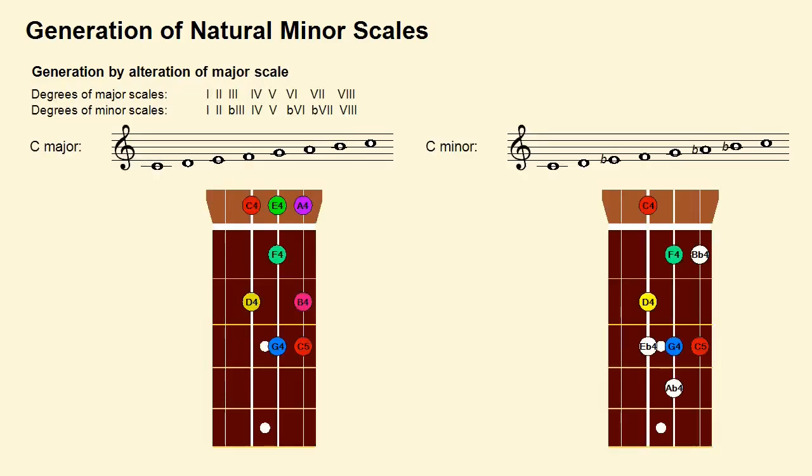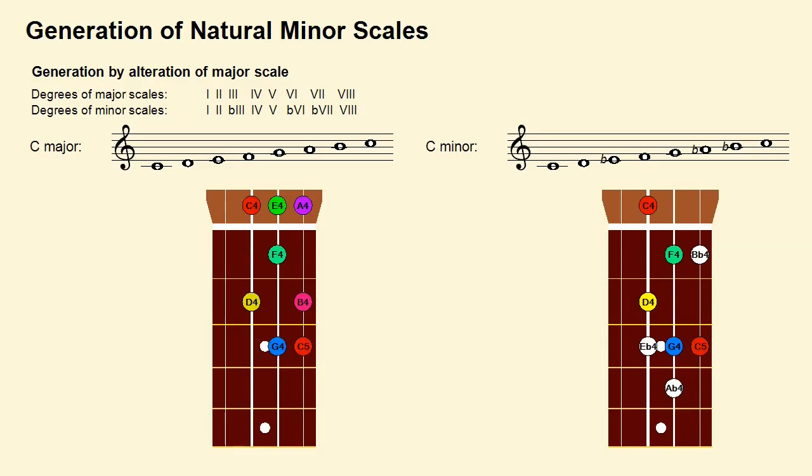In this screen we show some details of the generation of natural minor scales by reducing by one semitone the 3rd, 6th, and 7th degrees of their corresponding major scale. This fact has been expressly indicated below the title of this section. The application of this method is very simple, but requires knowledge of the major scale for the tonic under consideration.